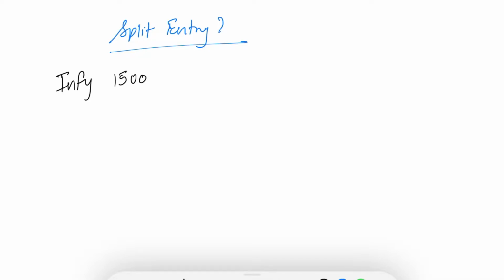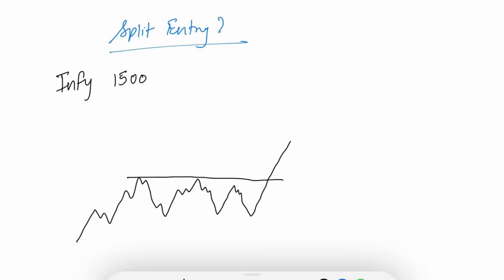So let's start the video by understanding what split entry exactly means. We will understand this with the help of an example. Let's say Infosys is trading at 1500 levels, and this is how the chart of Infosys is looking. Now you feel this is the breakout level and Infosys can actually retrace back down to take the support on the exact level before actually moving up. Now this is 1500, and this level, let's say, is 1495.